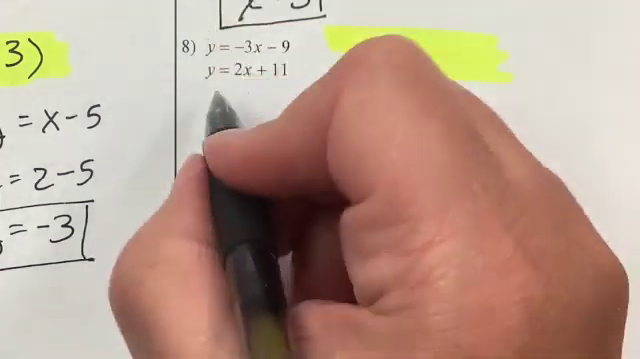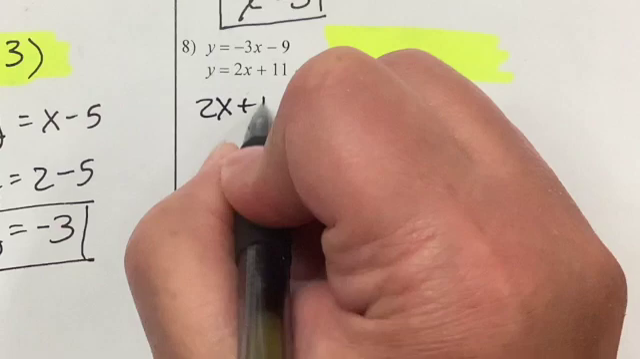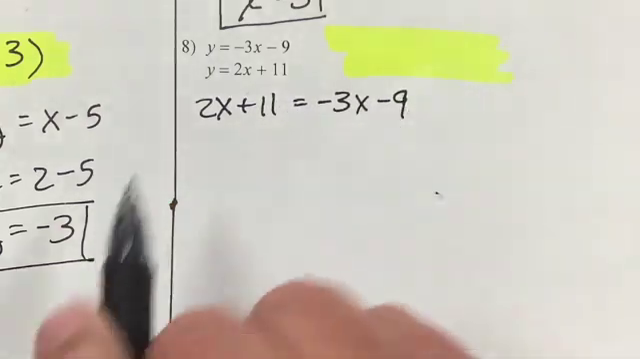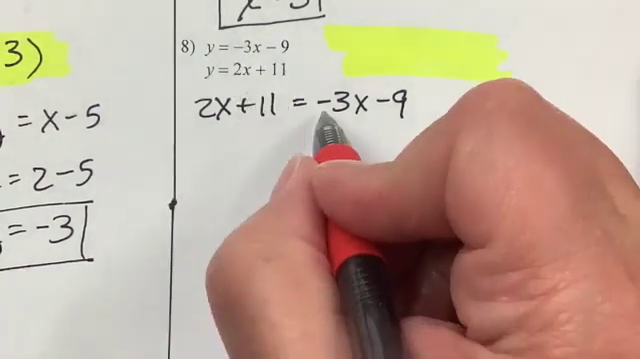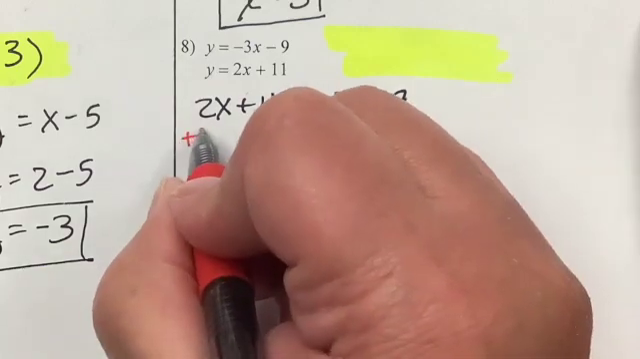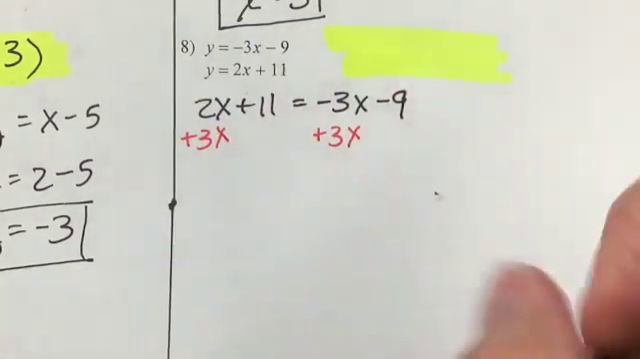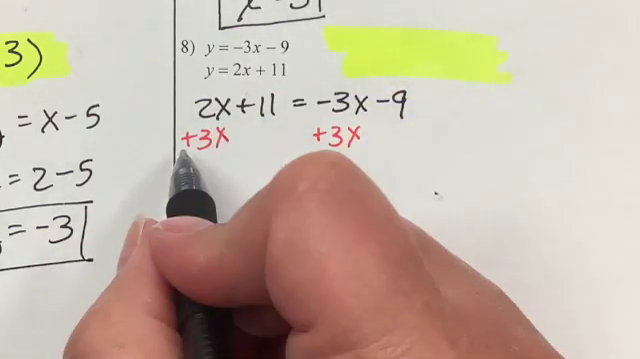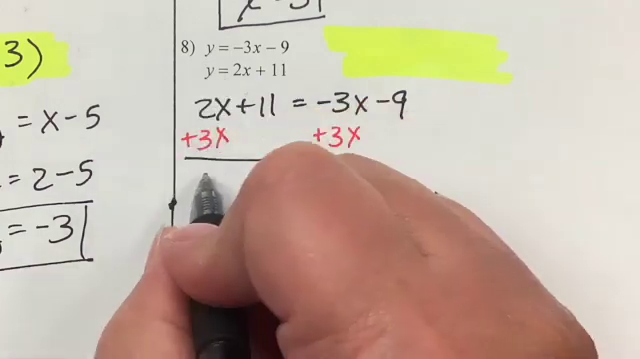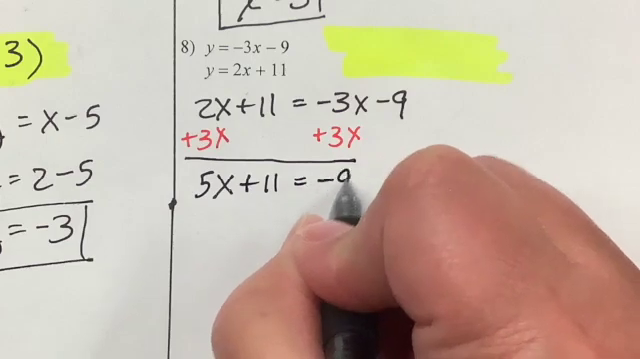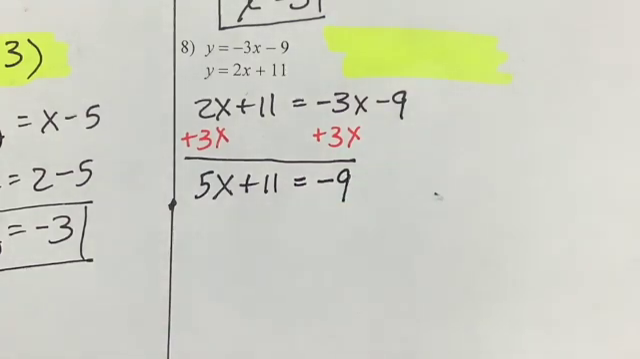2x is larger than negative 3x, so 2x plus 11 equals negative 3x minus 9. You want to add 3x to both sides because the opposite of my negative 3x is positive 3x. Be careful. Keep that negative with that 9. Careful, careful, careful. 2x plus 3x is 5x plus 11 equals negative 9. Careful, careful, careful. Subtract 11 from both sides.